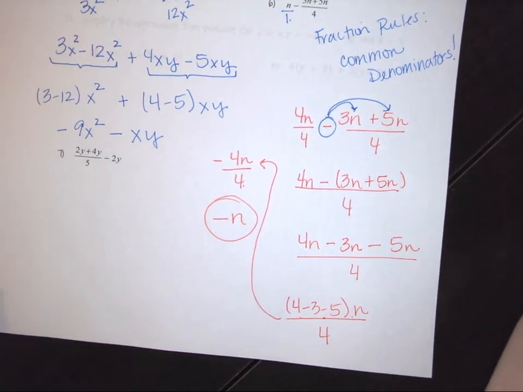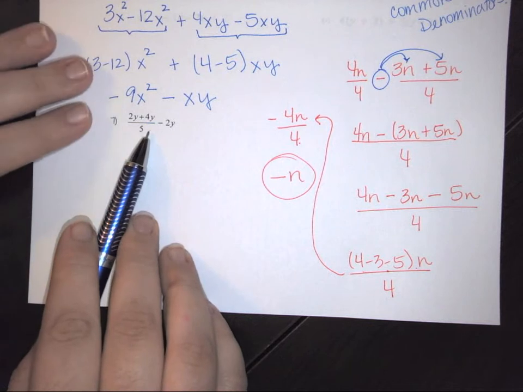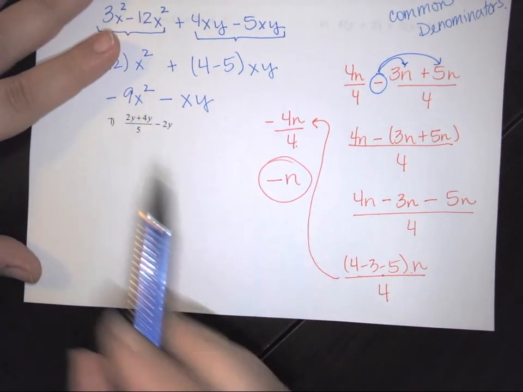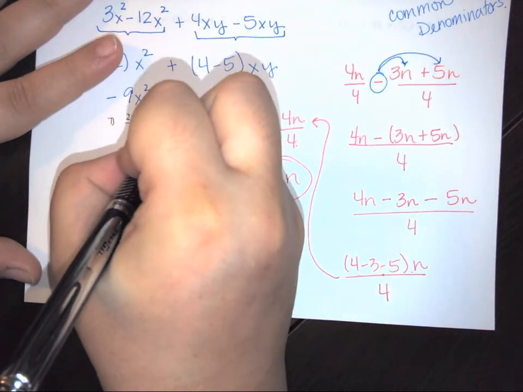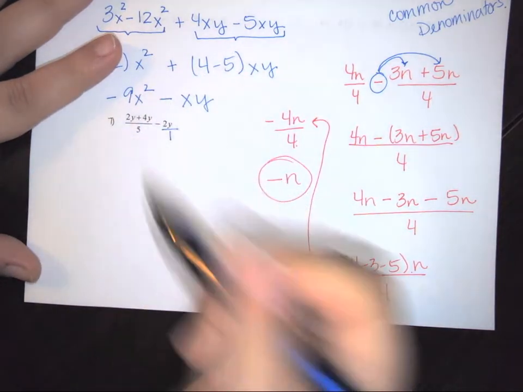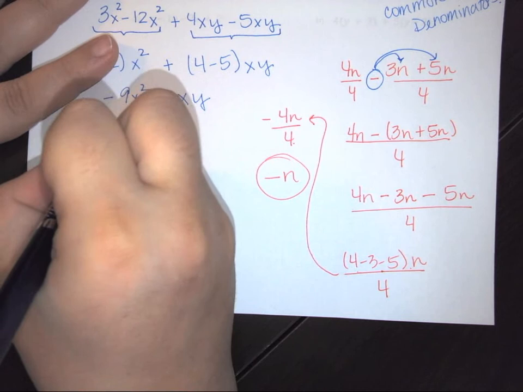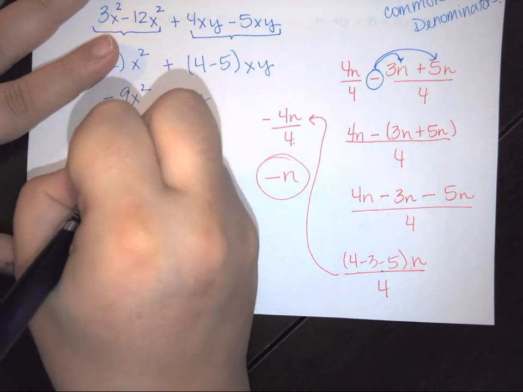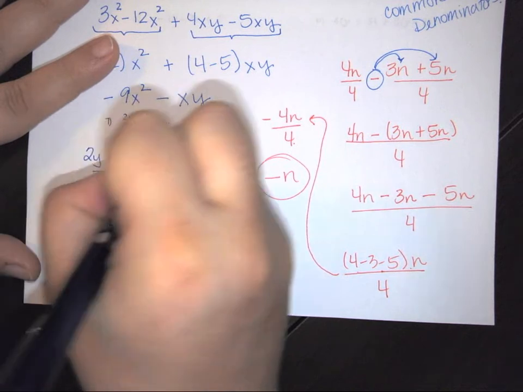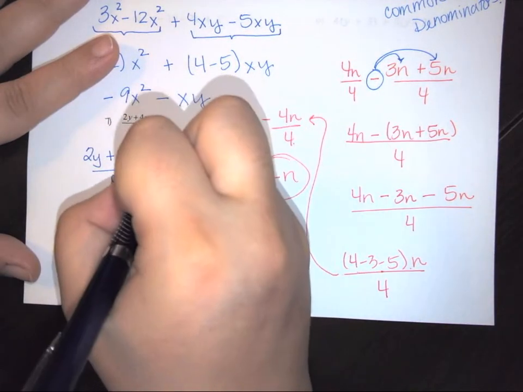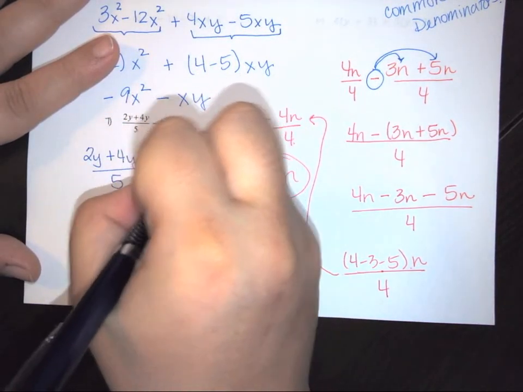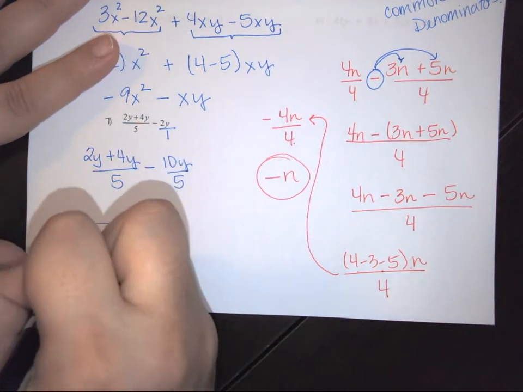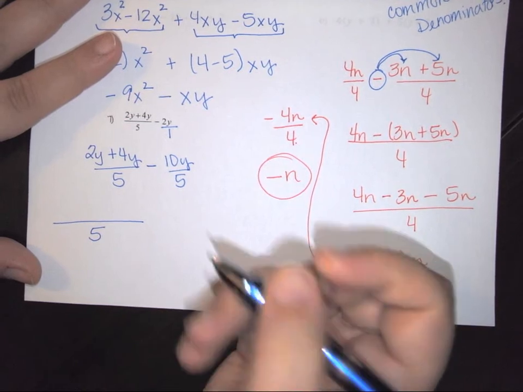Last, we have this one over here. Again, I have 5 as my denominator. So if I remember, this is going to be the same as over 1. I have to multiply top and bottom by 5. So this is going to become 2y plus 4y all over 5 minus 10y over 5. I can put the whole thing over a single denominator.